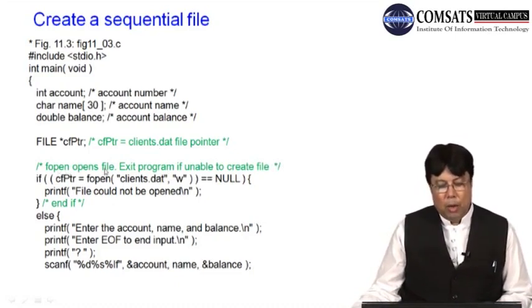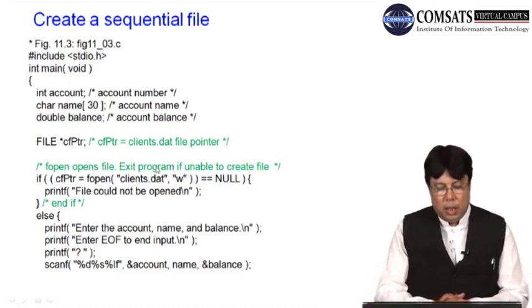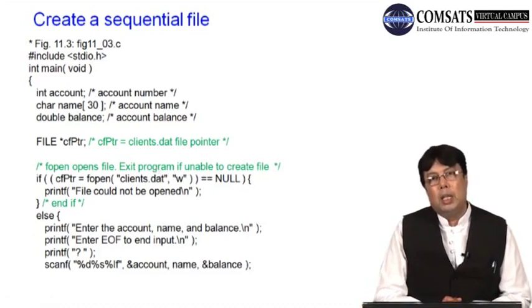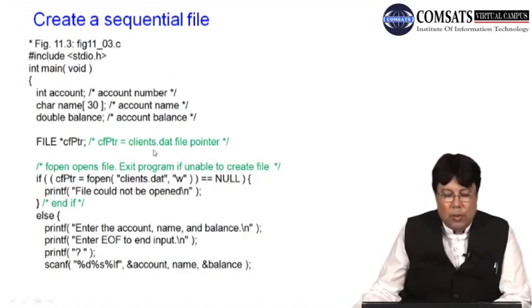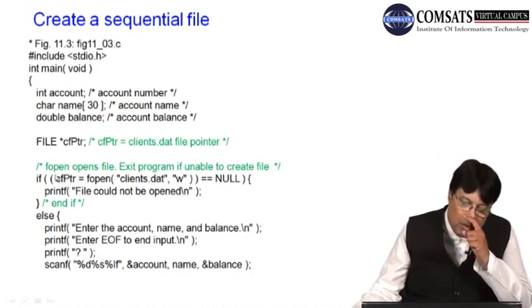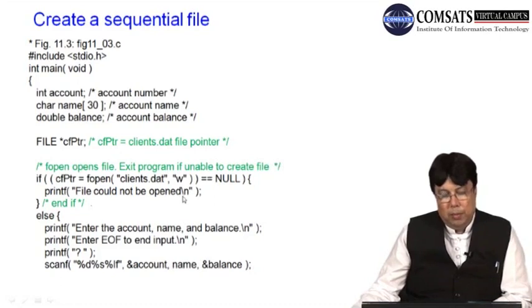So fopen opens the file, and exits the program if unable to create the file. I told you that suppose if there is no disk space, there could be another reason also. So if the system fails, it will return a pointer, and if this pointer is equal to null, it means that the system has failed and you can display a message. This is printf, meaning you are directly writing it onto the screen. So you can write onto the screen: file could not be opened. Okay.